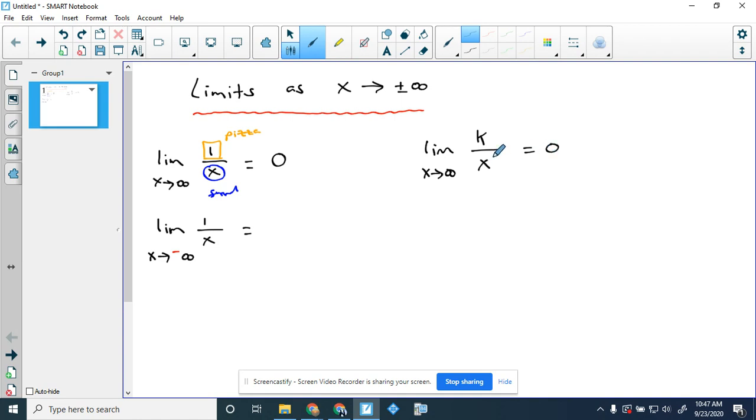And really, I can say x to any power. As long as the denominator is growing without bound and the numerator is being held constant, then that limit will be 0.